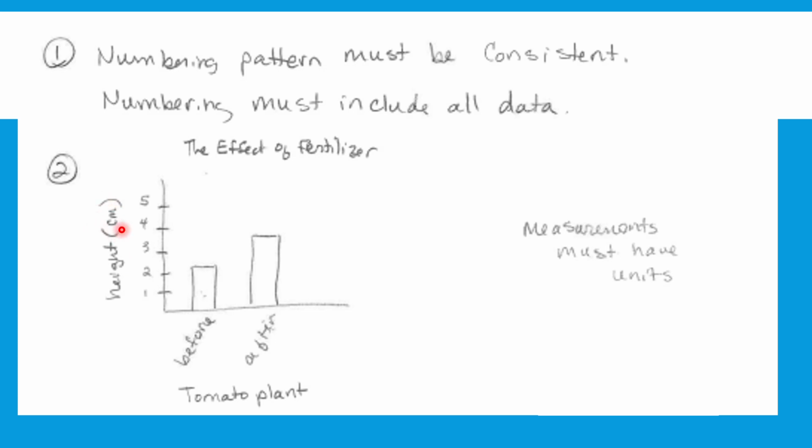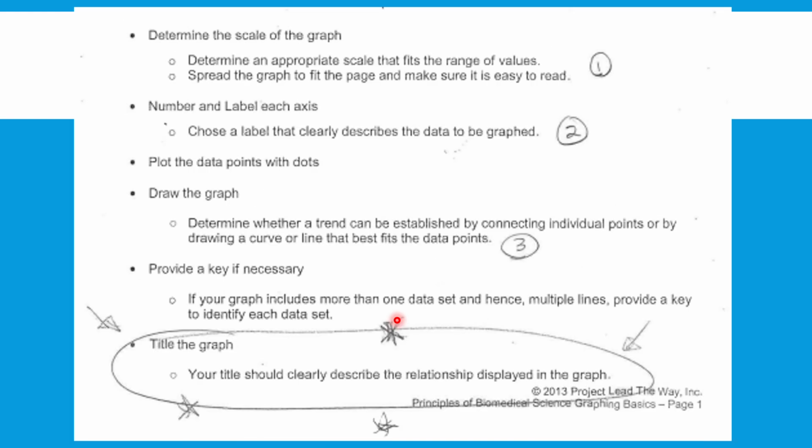If you're doing measurements, you have to have the units. If you don't have the units on there, points will be taken off. And then we need to know, if it's a bar graph, what each bar represents. So a key or just a label underneath here is fine to give the information that you need. If you don't have that, points will be taken off. If you ever have questions, you can email me or remind me.